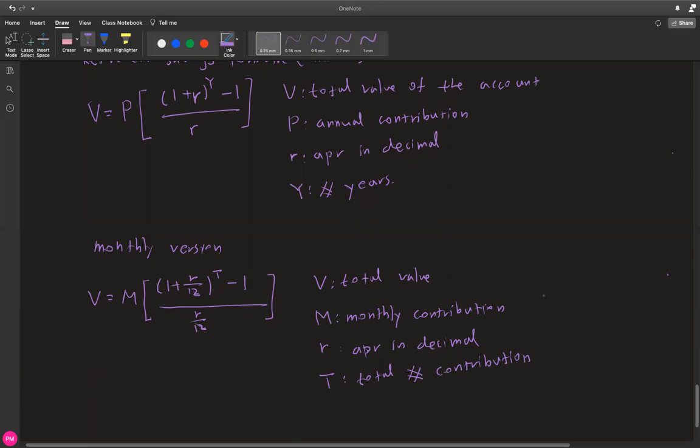And similarly here, we can be asked two different types of problems. You're either given the monthly contribution amount and the terms, and you have to find the future value or the total value of the account, or you're given the total value of the account first, and you have to find the monthly contribution. And all you have to do is just manipulate the formula, use some simple arithmetic, and use your calculator to find the correct answer.